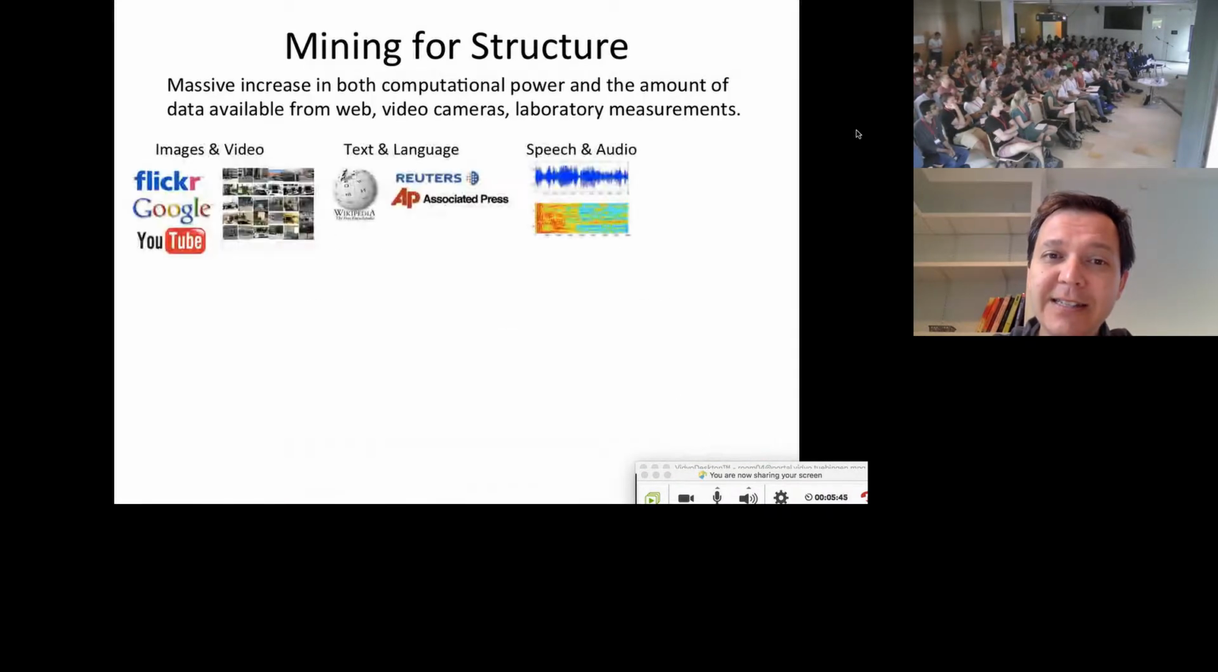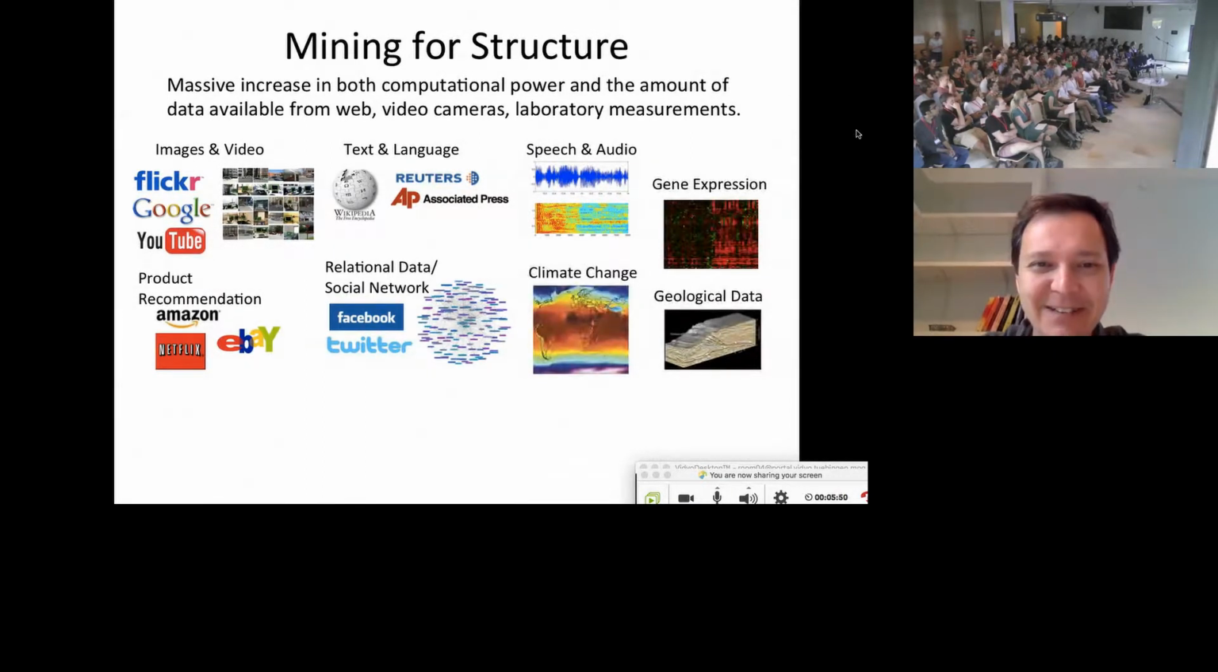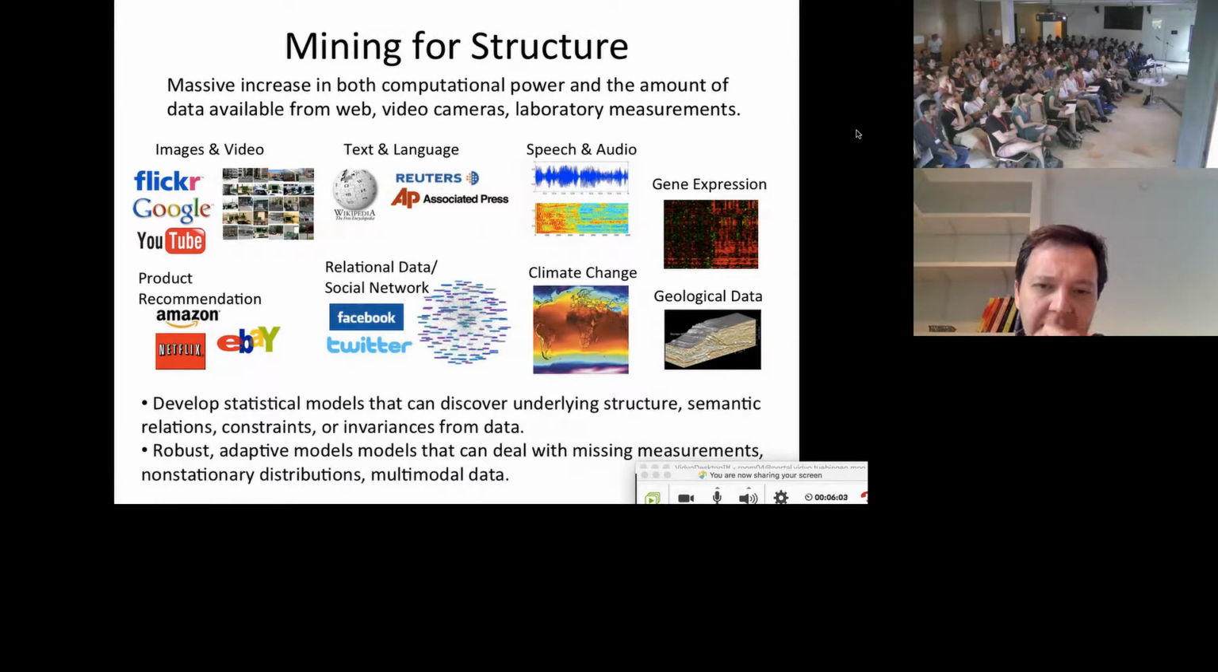So let me first start by saying that we live in the space of large data, right? Big data. You've probably heard this term. If you look at the space of images, language, speech, social networking data, scientific data, a lot of what machine learning is all about and deep learning is all about is to develop statistical models that can discover interesting structure or interesting relations, constraints from data. And also, how can we build robust models that can deal with missing measurements, non-stationary distributions, and multimodal data.